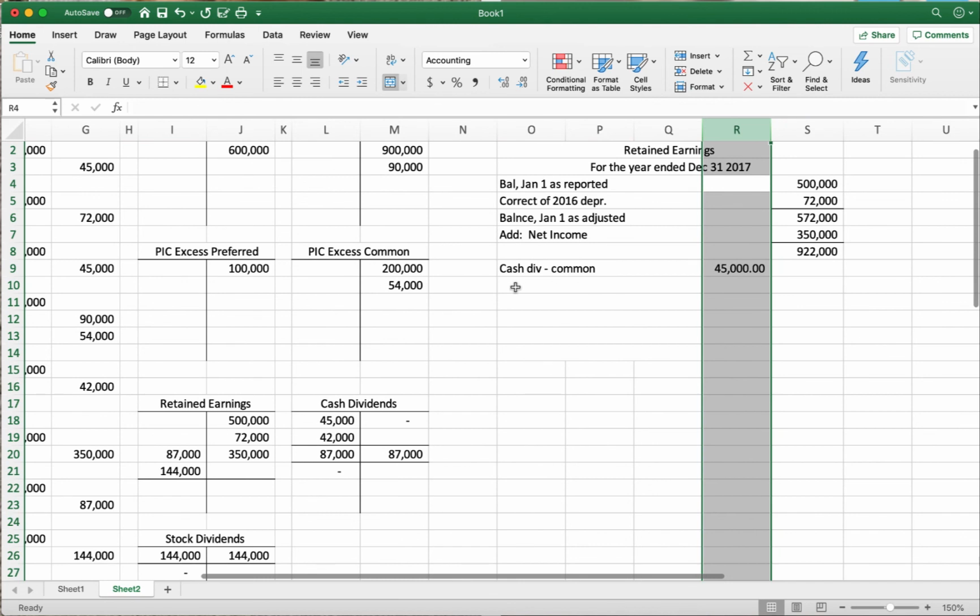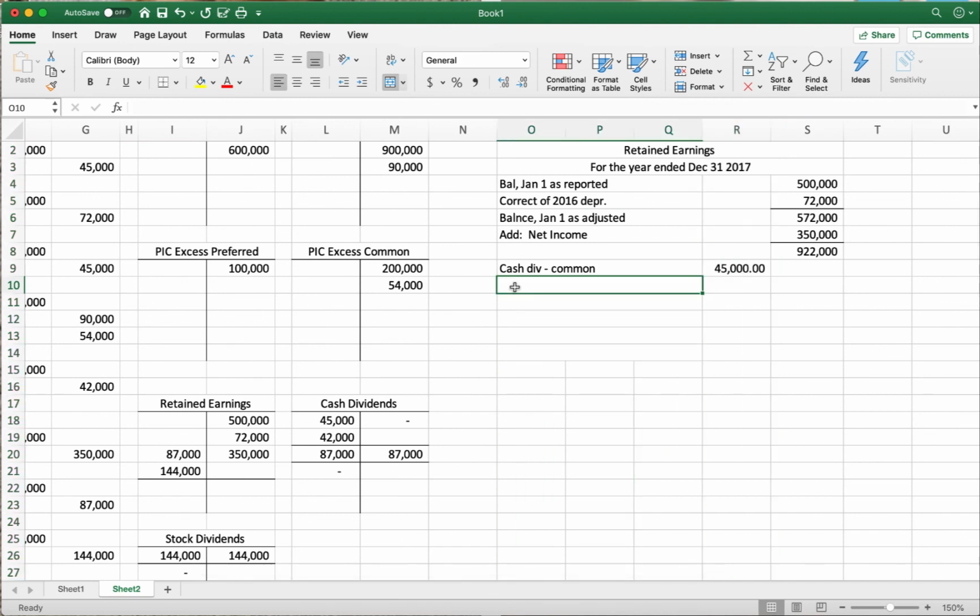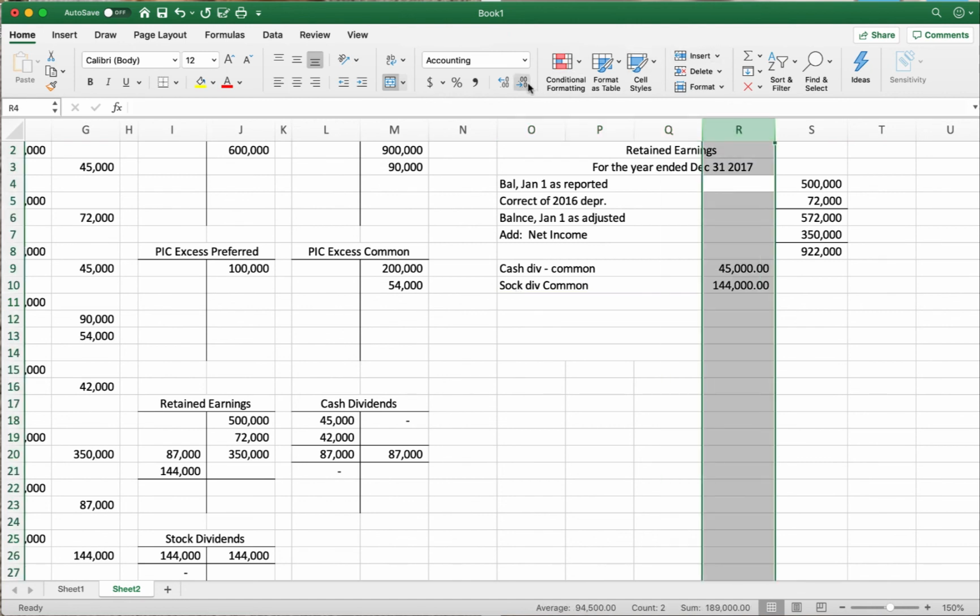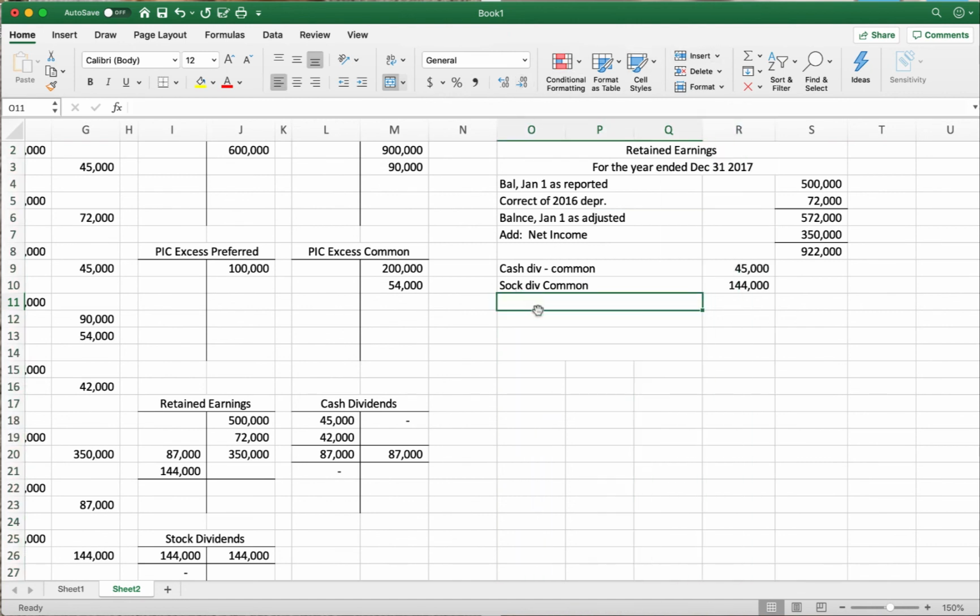Bear with me here. Okay. Then we paid a stock dividend of common for $144,000. Bear with me, I want to get rid of those zeros. Okay. And then we paid a cash dividend, preferred, for, what was that, $42,000. Okay. So then we can add all these up, because these are my decreases here.